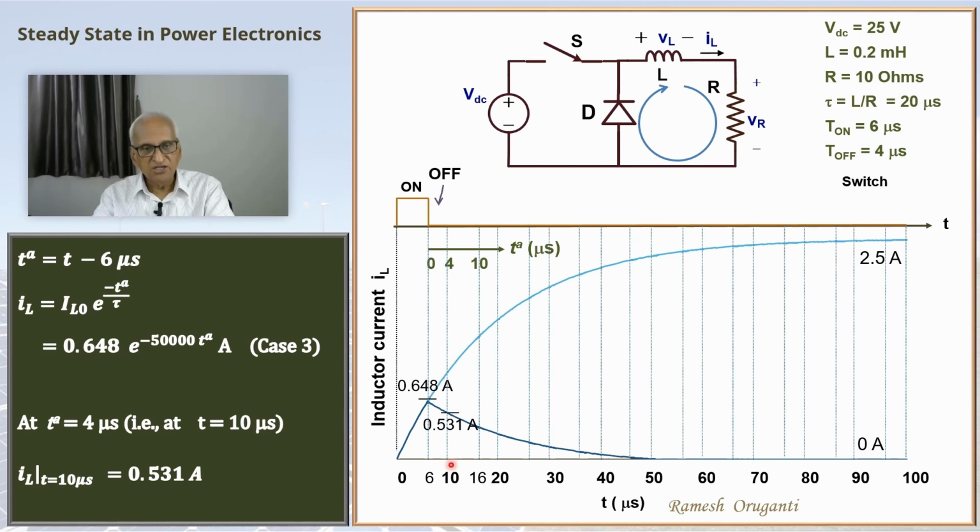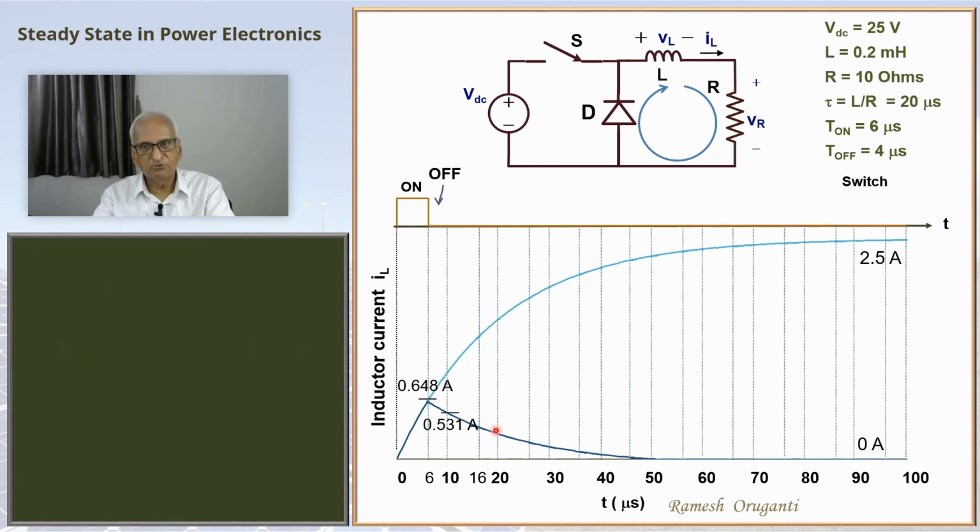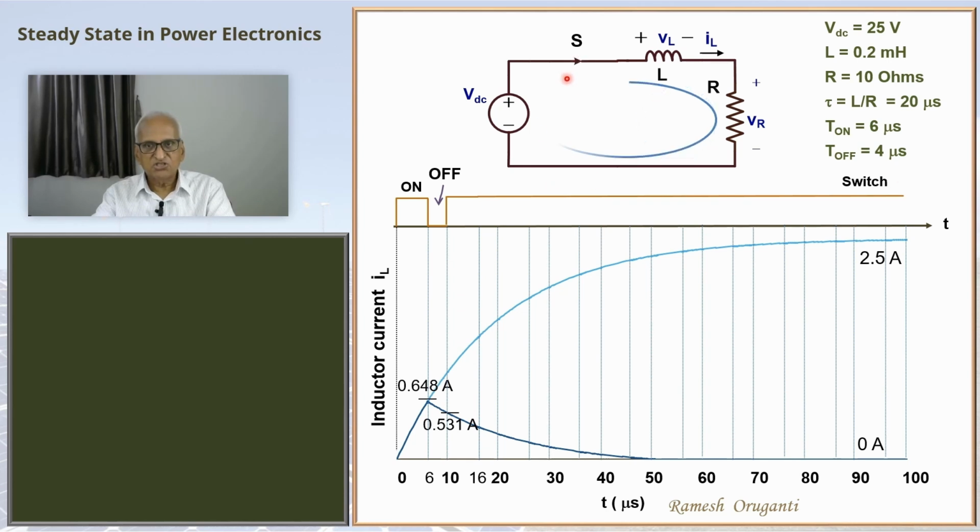Now at t equal to 10 microseconds, corresponding to the inductor current of 0.531 ampere, I am going to switch on this switch again. So let's do that. I'm going to switch it on and leave it on. Let me switch on this switch. So once the switch is on, the diode does not come into the picture. So I'm removing the diode and the current will flow in this manner.